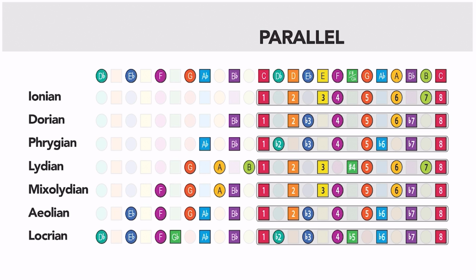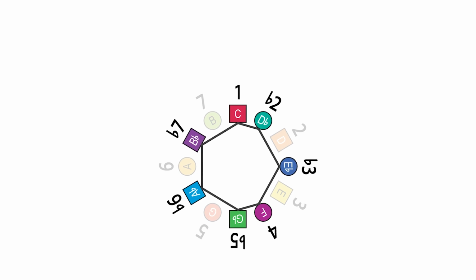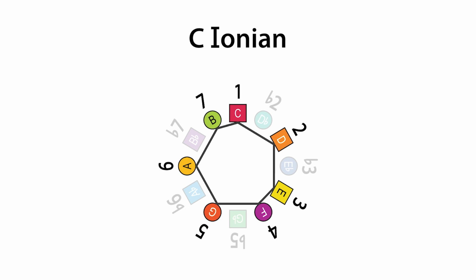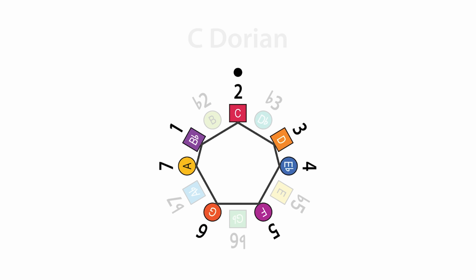This table format shows how all of these parallel modes are formed. But again, using a circular format to clarify, C Ionian, of course, is just the C major scale. And then looking at C Dorian, since the Dorian mode begins on scale degree 2 of its source scale, this means that when we go back a whole step, this is the major scale that C Dorian comes from, which is B flat major.